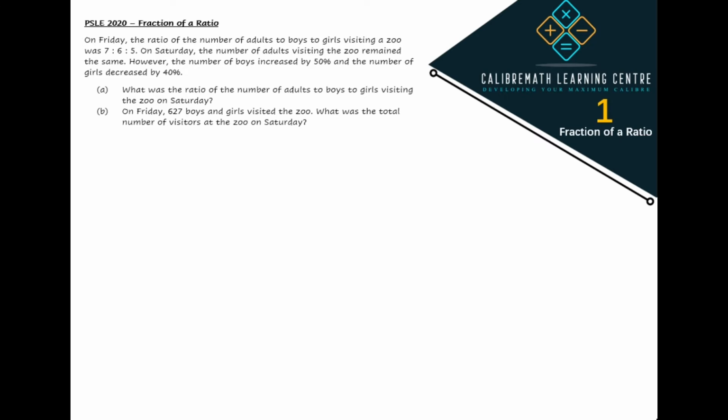On Friday, the ratio of the number of adults to boys to girls visiting a zoo was 7 to 6 to 5. So let's write out the ratio for adults to boys to girls. 7 is to 6 is to 5. On Saturday, the number of adults visiting the zoo remained the same. However, the boys increased by 50% and the number of girls decreased by 40%. So we should know that we have to change our 50% to become a fraction, and we get half. And for the girls, we have to change the 40% to be a fraction, which is 2/5.